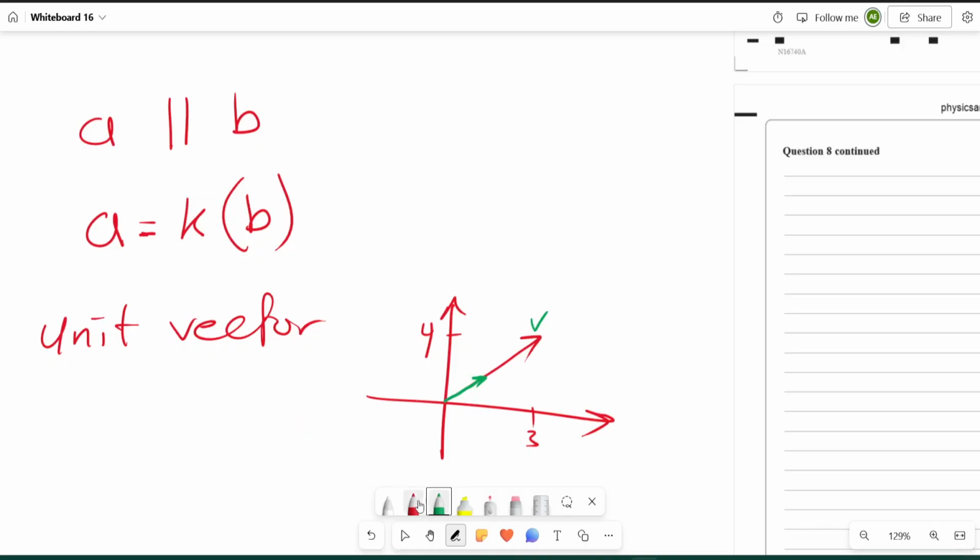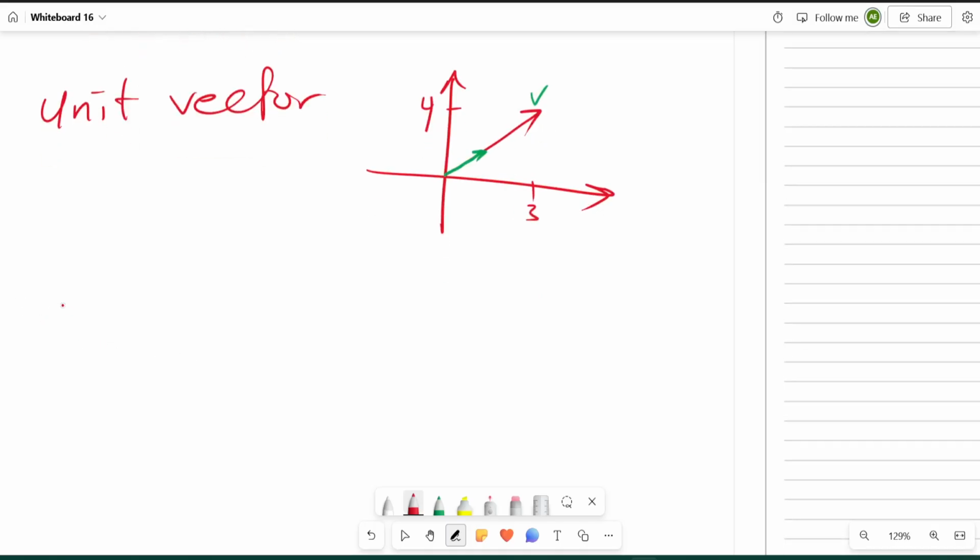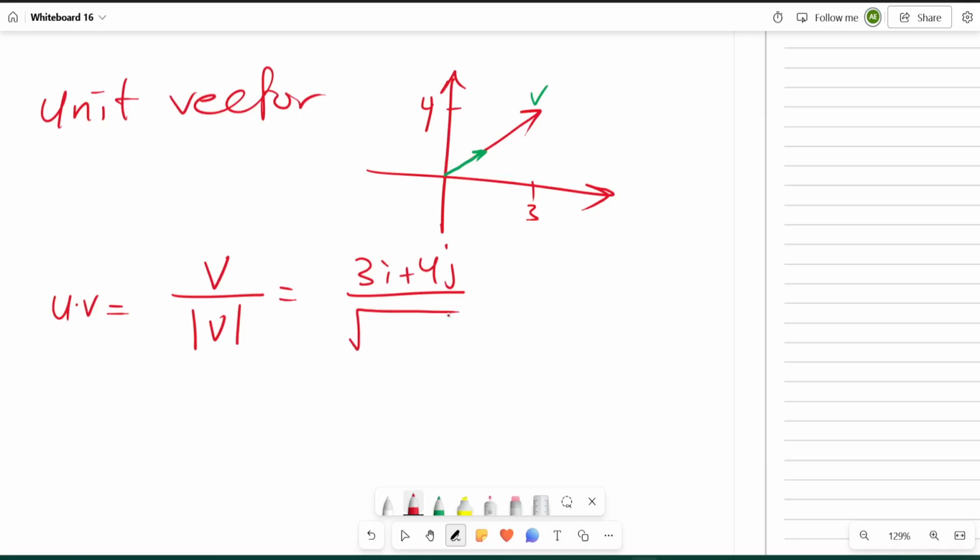How do I calculate the unit vector? It's using this formula over here. The unit vector is equal to my vector v over the magnitude of vector v. So if vector v here is 3i plus 4j, I need to divide this by the magnitude of vector v. How do I get the magnitude again? We said it's Pythagoras, so it's going to be the square root of 3 squared plus 4 squared. That's square root of 25, which is basically 5. So the unit vector is going to be 3 over 5 i plus 4 over 5 j. That is the unit vector.